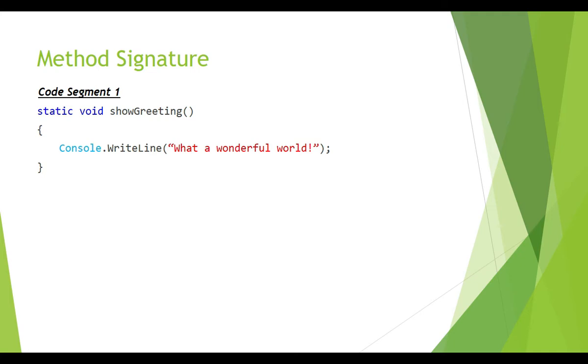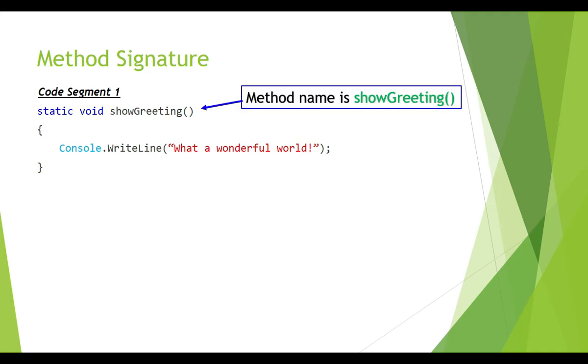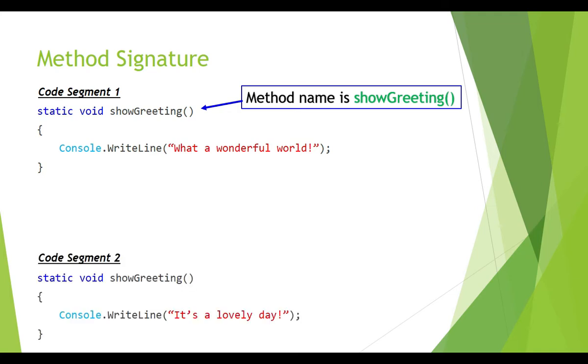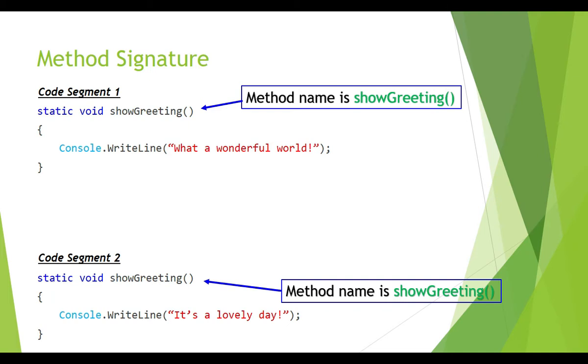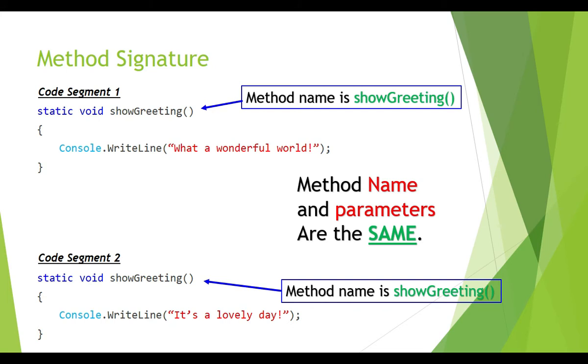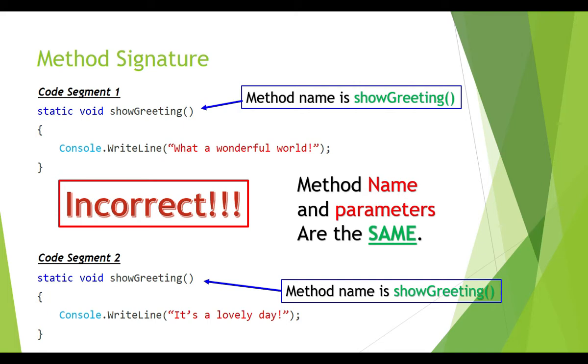Let's say we have this code segment. On code segment 1, we have a method named showGreeting. And then on code segment 2, we have another method with the name showGreeting. Both of these methods use the same name, showGreeting. According to the method signature, if the method name and parameters are the same, C# will have confusion in identifying which method to execute when calling one of these methods. Therefore, this leads to ambiguity, which means it is incorrect.